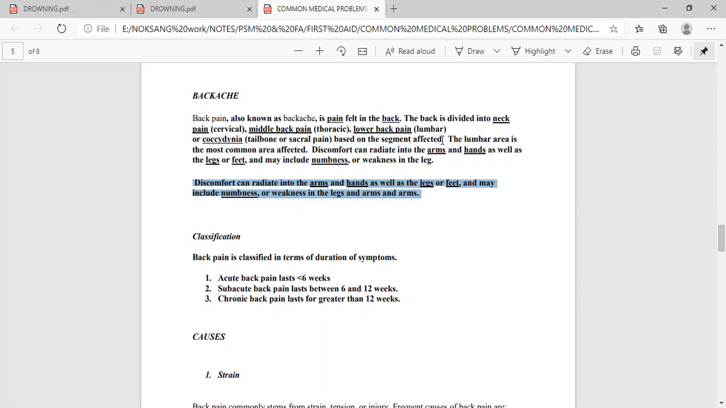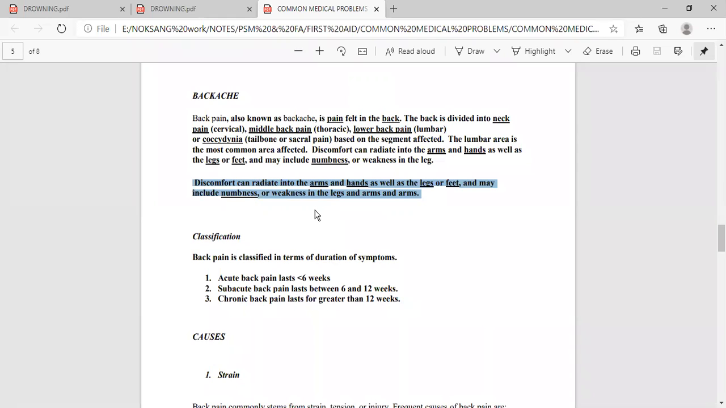After the segment affected, you can write this: discomfort can radiate into your arms and hands whenever you have back pain. Okay, what happens? Slowly, even your arms and your hands also get affected. You feel pain on your back, on your arms, and on your hands, as well as sometimes your legs and feet. So these areas are also affected along with the back pain.